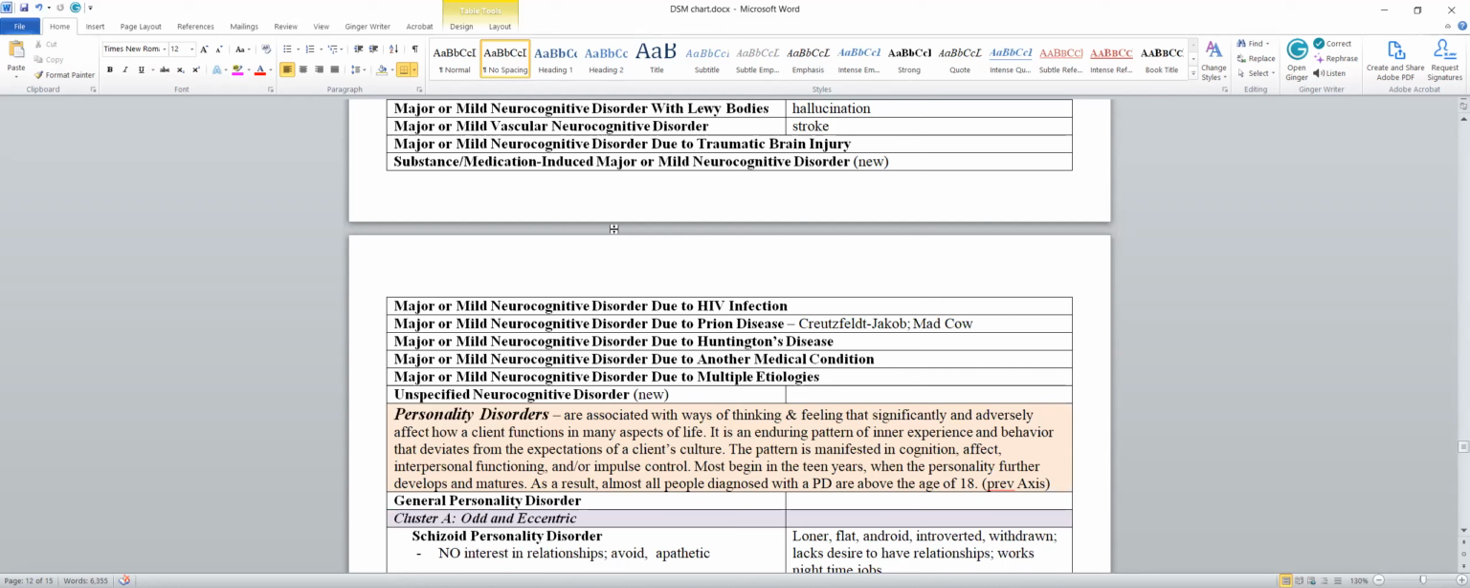Major or mild neurocognitive disorder due to HIV infection. Major or mild neurocognitive disorder due to prion disease, like Creutzfeldt-Jakob and mad cow. Major or mild neurocognitive disorder due to Huntington's disease. Major or mild neurocognitive disorder due to another medical condition. Major or mild neurocognitive disorder due to multiple etiologies. Unspecified neurocognitive disorder.